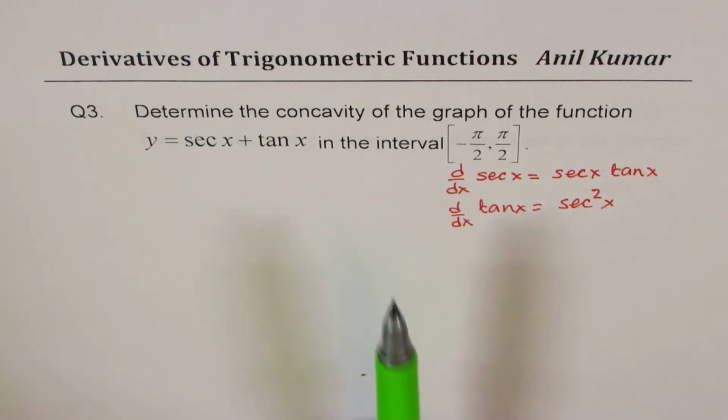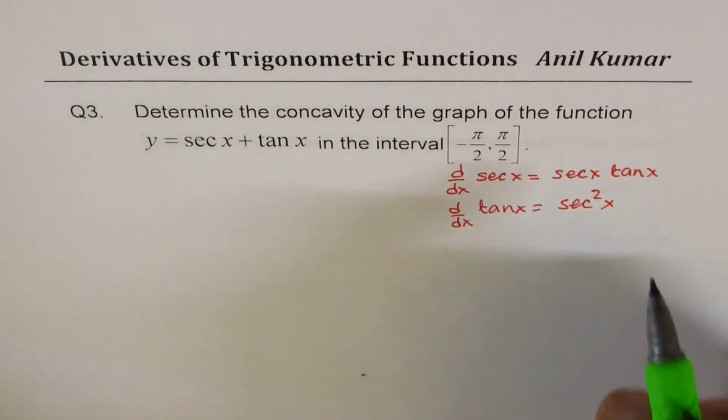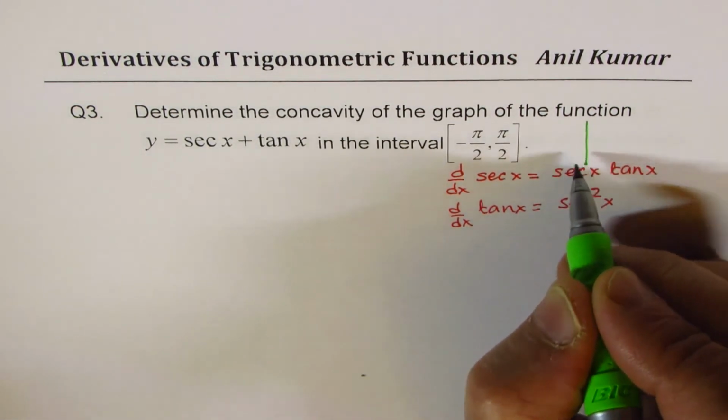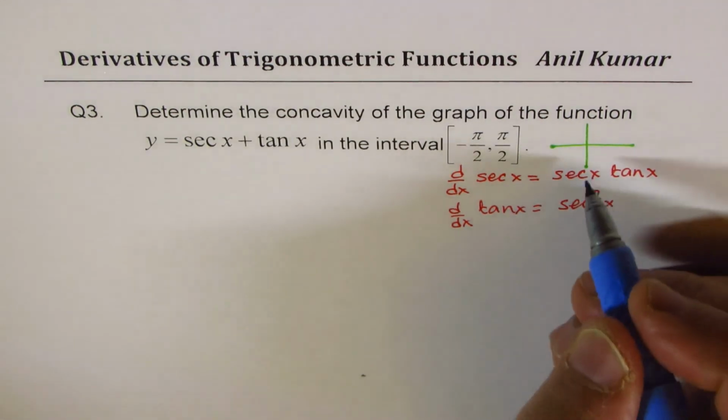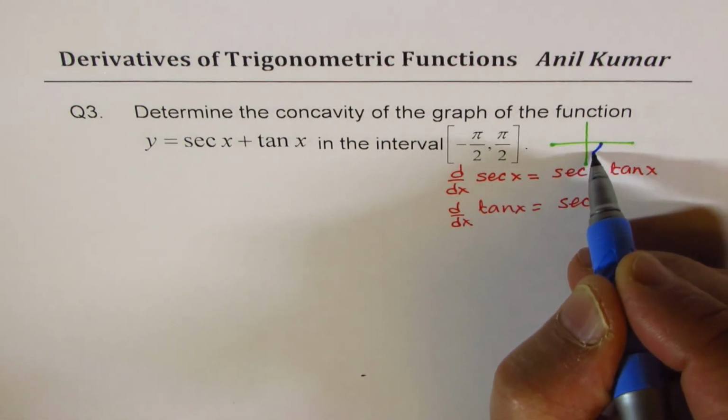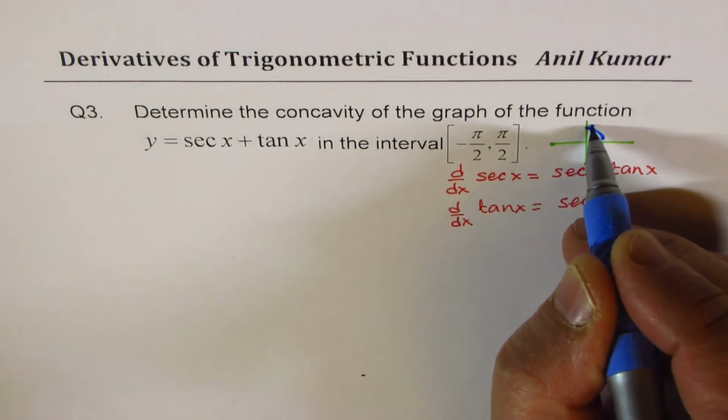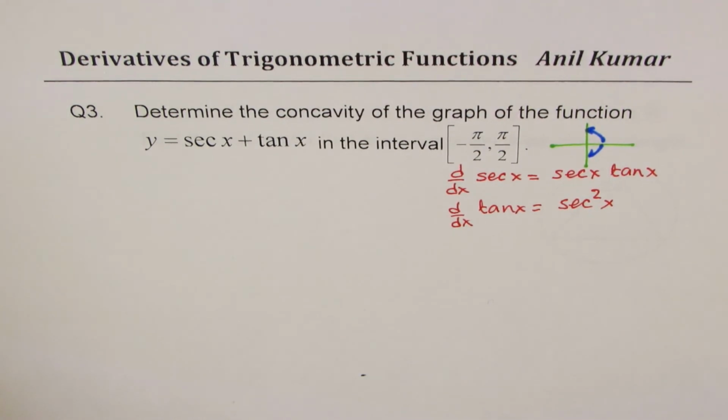Also, what you need to understand is this interval. When we say the interval is between minus pi by 2 to plus pi by 2, it means what? This is minus pi by 2. Do you see that? And that is plus pi by 2. So we are talking about quadrant 1 and 4. Is that clear? Okay. Now the term concavity.